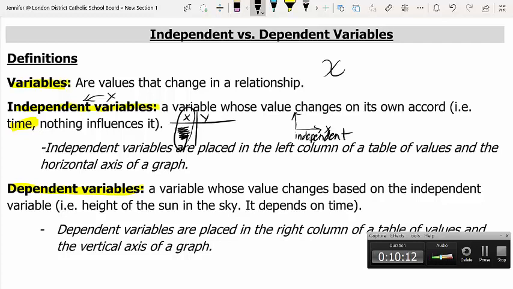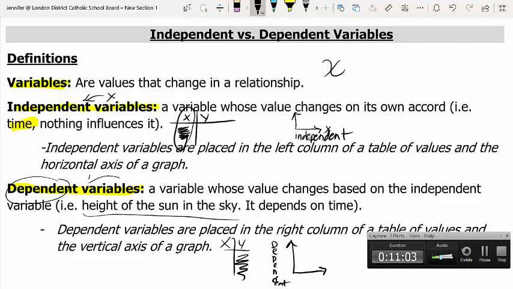Dependent variables are variables that change based on the independent variable. For example, the height of the sun in the sky depends on time. As time goes on, the height of it is affected. In the morning, the height of the sun is very low, but as time goes on, the sun gets higher. Dependent variables are always in the right-hand side column of a table of values, so they're always in the y column. Likewise, they're always on the vertical axis of a graph, which is the y-axis. Whenever you think of dependent variables, think of y values.